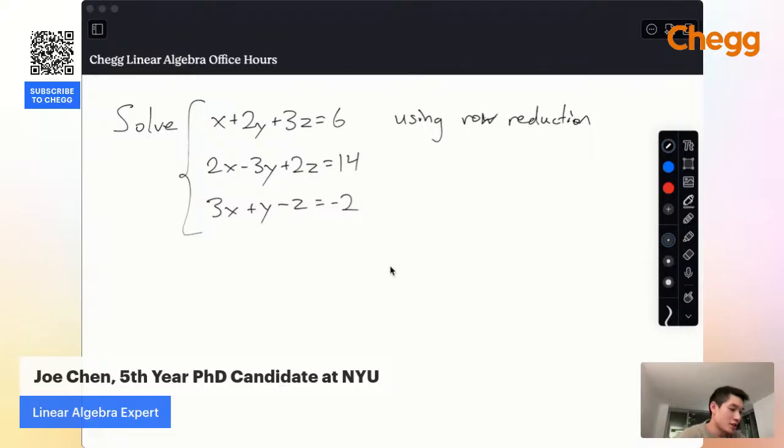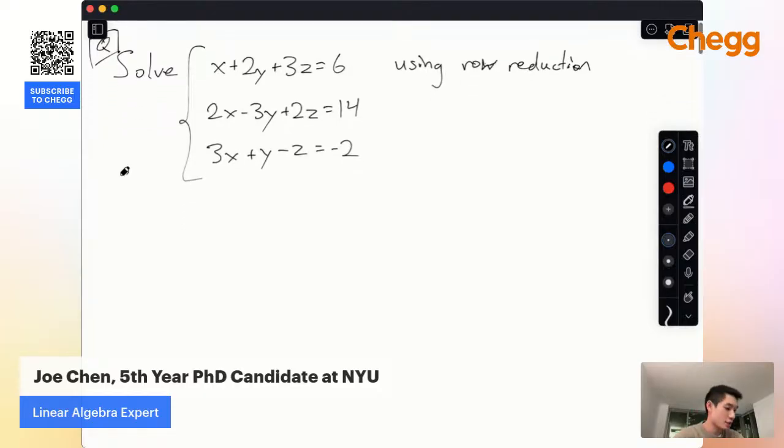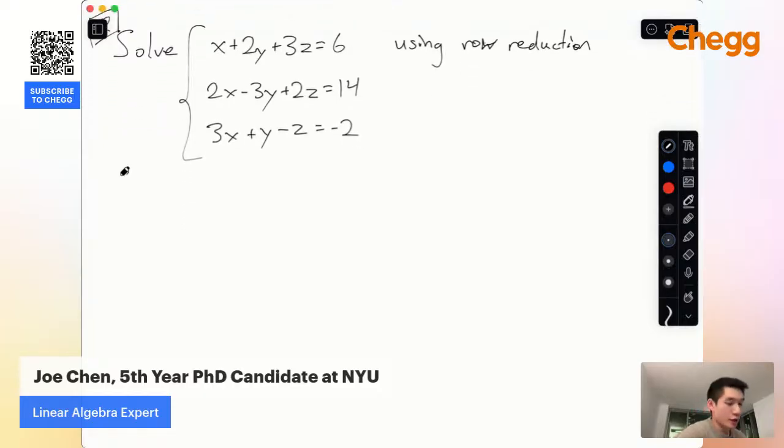Okay, so the first question to go over is solving a system of equations using a method called row reduction. So this is not a new type of question. Perhaps before this class, we've already seen solving algebraic equations, but the point is we want to solve them in a systematic way. And this is using something called row reduction or Gaussian elimination sometimes.